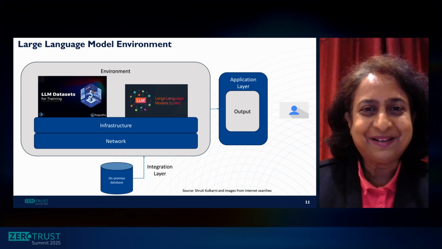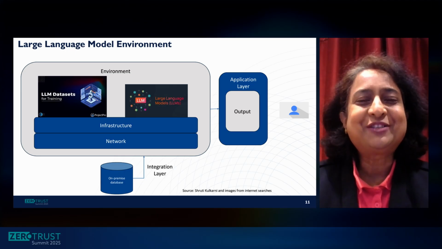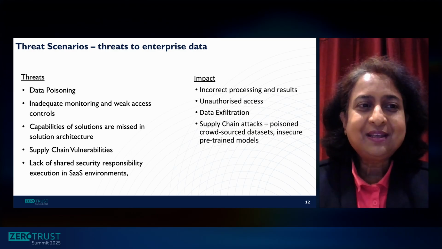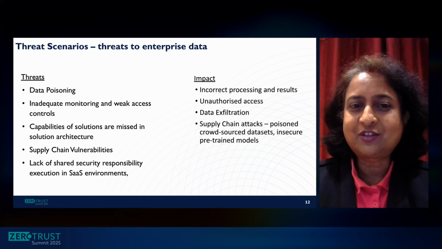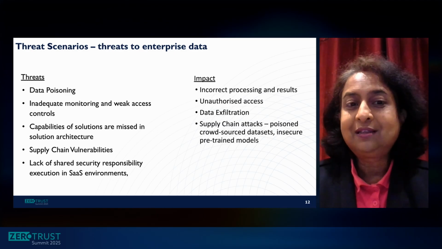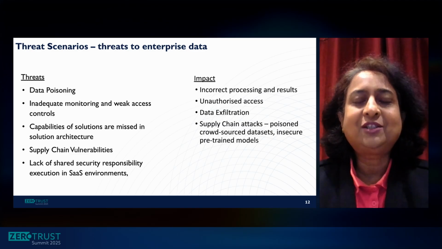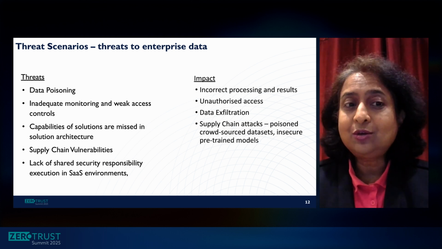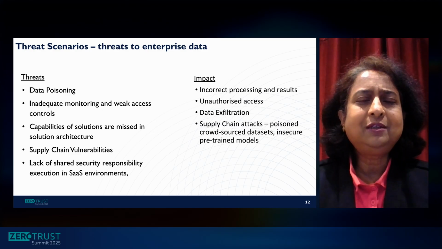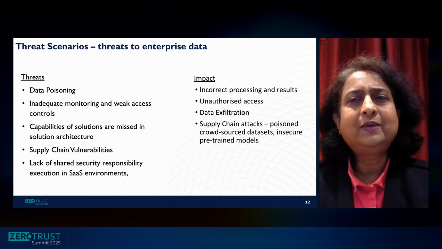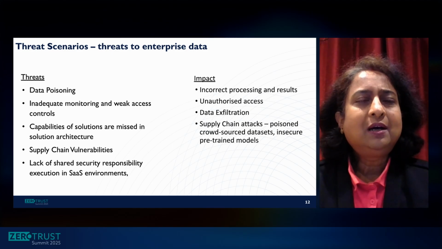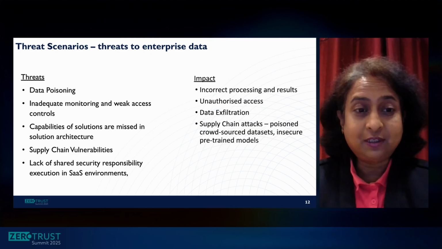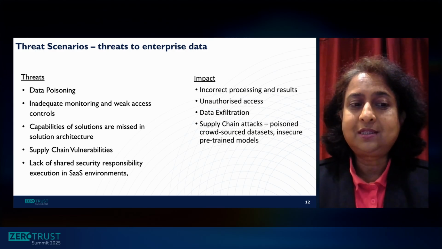I'm just bringing up my diagram again because we are going to talk about the threat scenarios for each of these layers. Most organizations have enterprise data, so there will be threats to the enterprise data. And these threats include data poisoning, inadequate monitoring and weak access controls, and capabilities of solutions that are missed in solution architecture. For example, the kind of HR data I mentioned earlier. If your organization data is so very sensitive or the business process is so very sensitive, then you may want to have a hard think about whether you want to use that kind of system along with LLM environments where there is a risk of data being shared which is not aligned to need to know basis or least privilege. Then there are supply chain vulnerabilities and lack of shared security responsibility execution in SaaS environments.